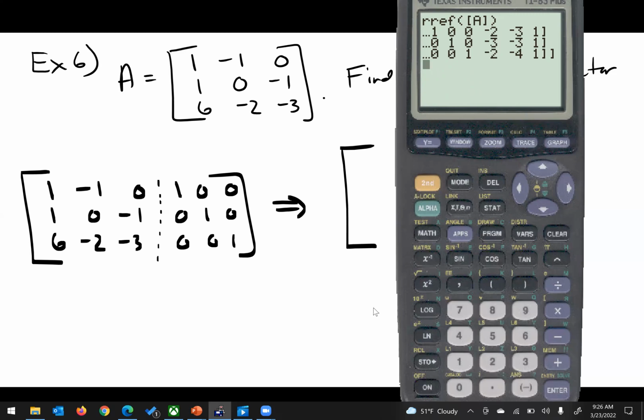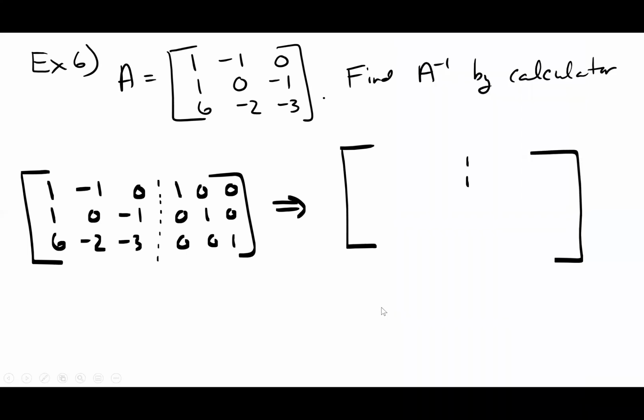I think I like the calculator method. So -2, -3, 1. -3, -3, 1, -2, -4, 1. Okay, we good? I'm going to jump out of here to write my answer. My answer by calculator is this right here.